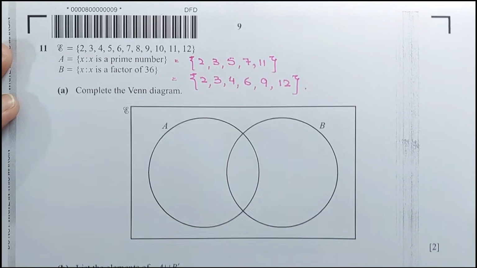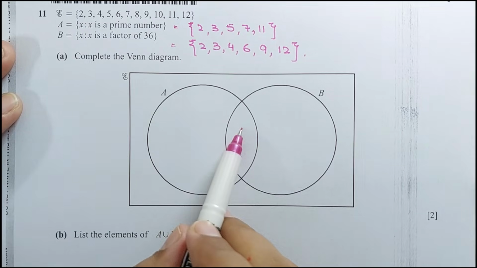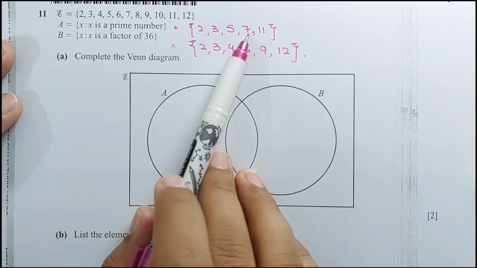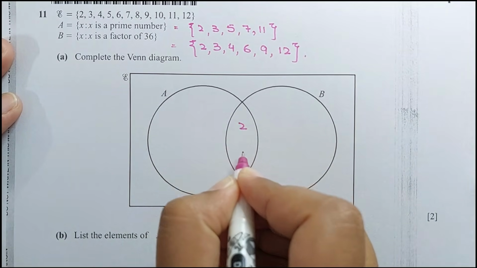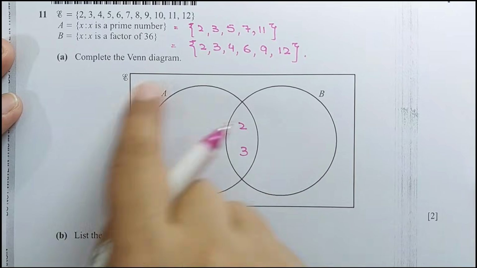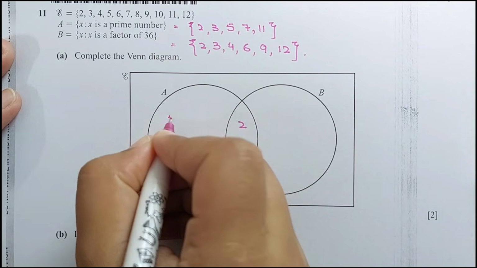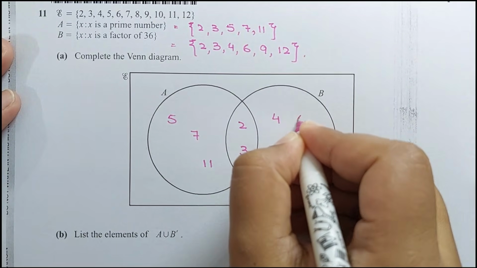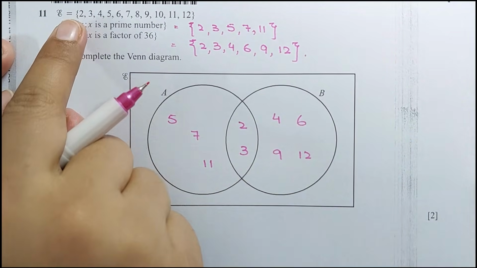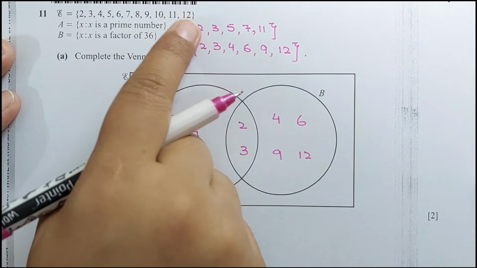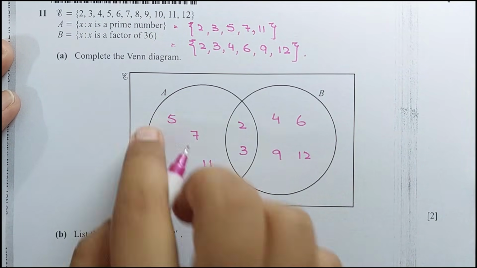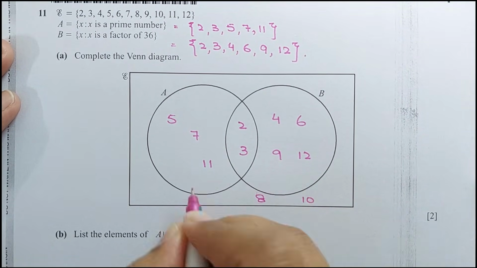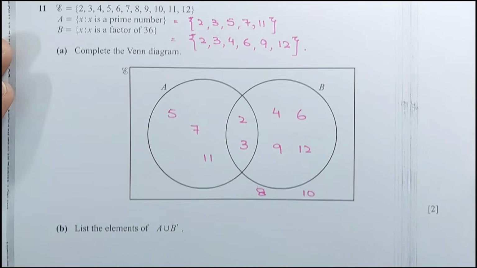Part A, complete the Venn diagram. Okay, so first we have to pick the numbers that are in the intersection. A intersection B. 2 is common, 3 is common, 5, 7, 11. 2 and 3 are in the intersection. In set A, when you pick 2, 3, the left are 5, 7, and 11. And when you pick 2, 3, the left are 4, 6, 9, and 12. What else is left? 2, 3, 4, 5, 6, 7, 8, 9, 10, 11, 12. So 8 is outside. 10 is outside. So the Venn diagram is completed.